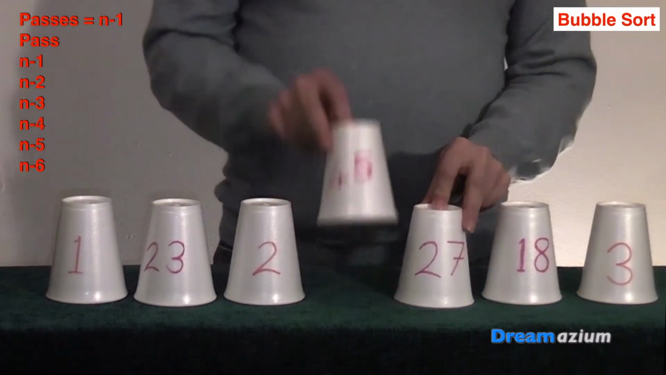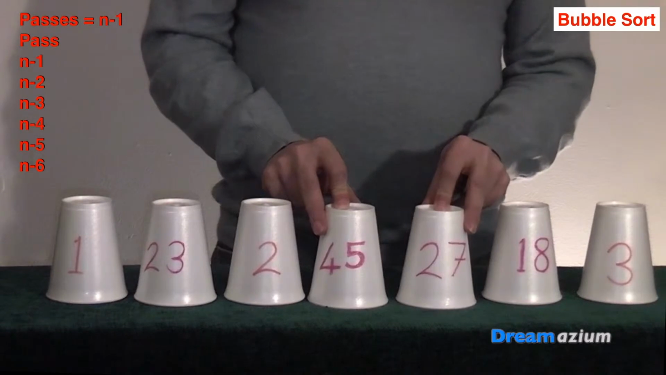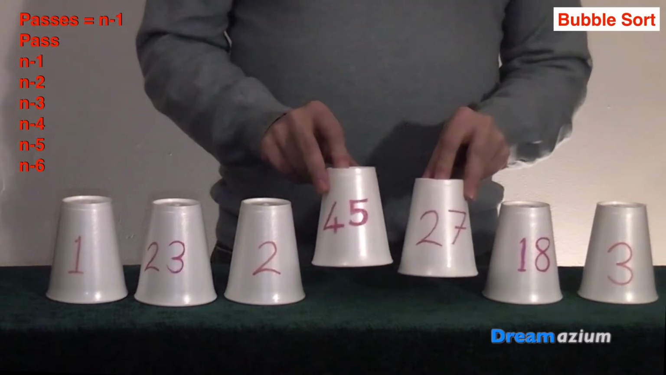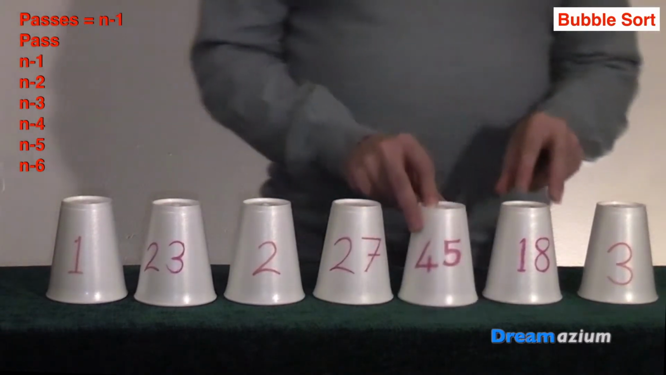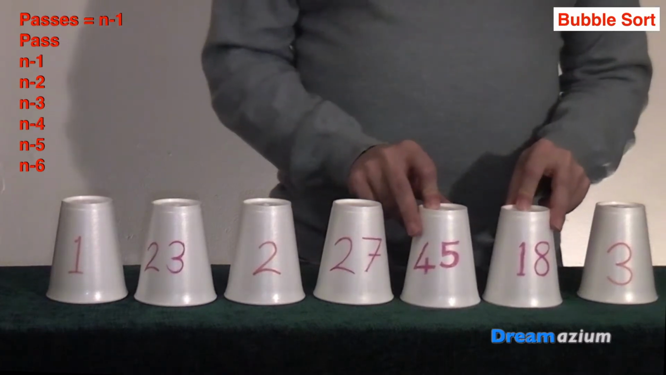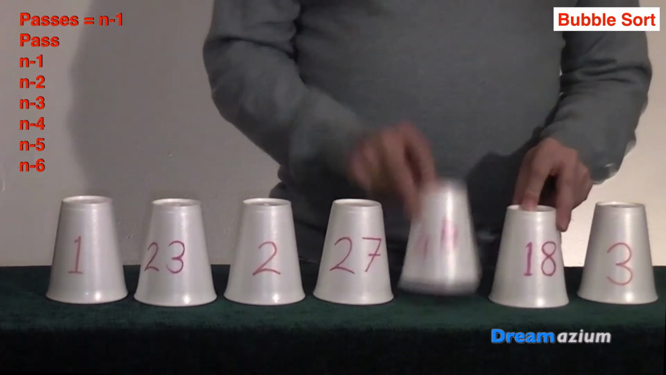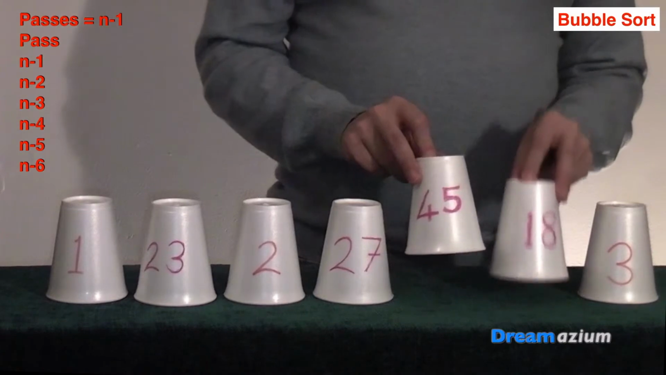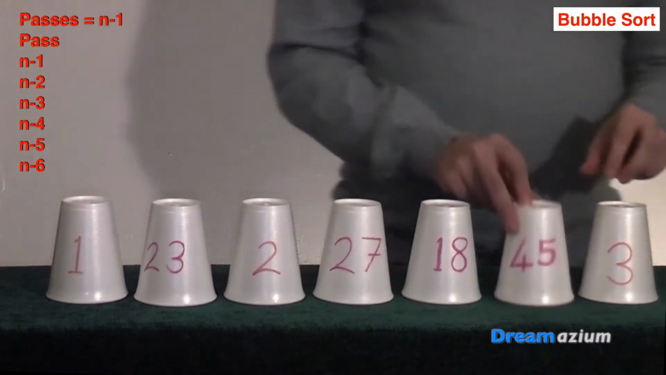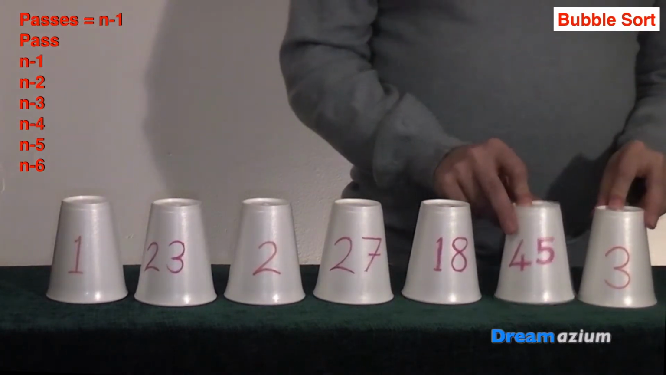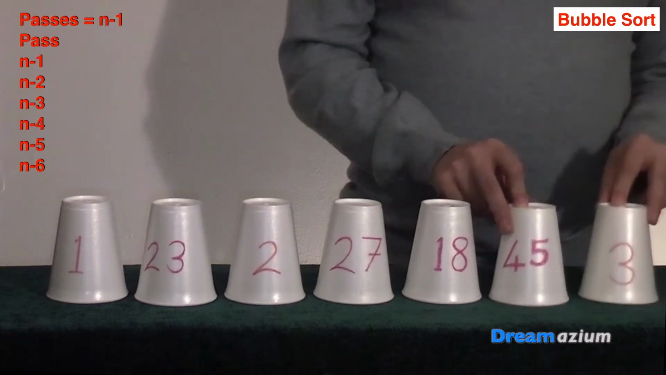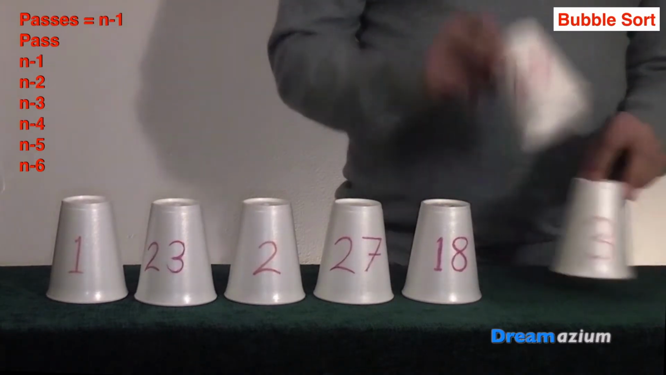We then check 45 against 27. 45 is greater than 27, so we swap and move up 1. We then check 45 against 18. 45 is greater than 18, so we swap and move up 1. Then we check 45 against 3. They're out of position, so we swap.